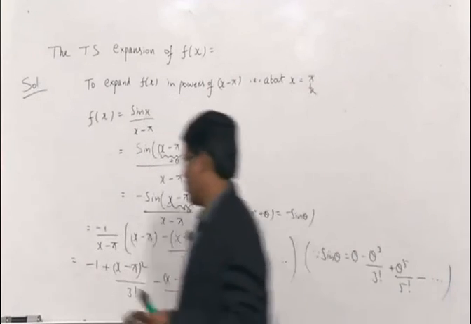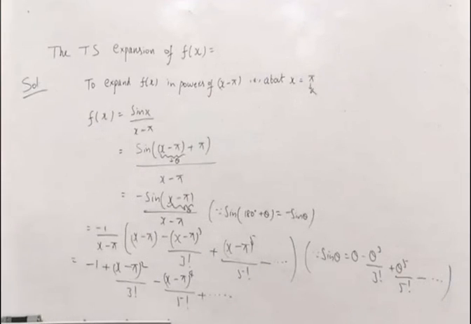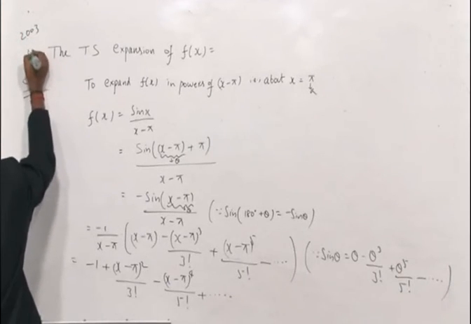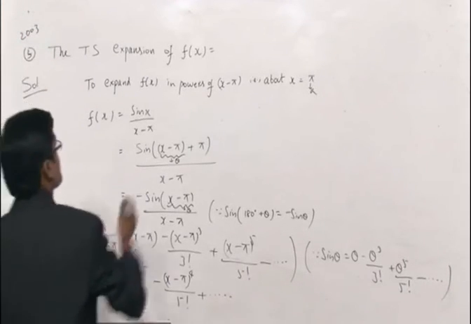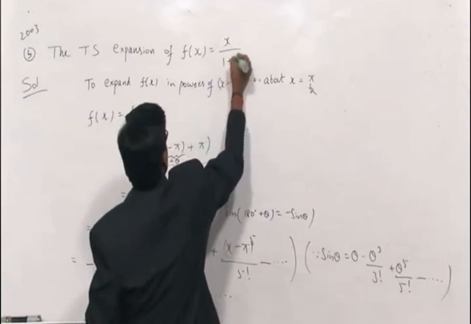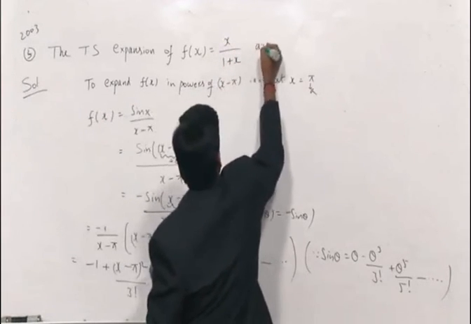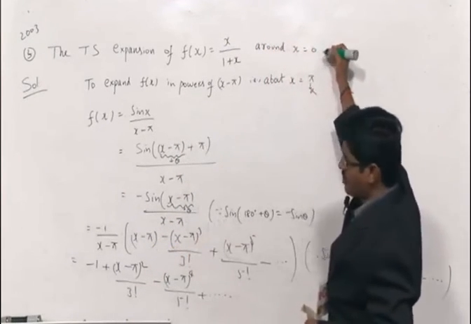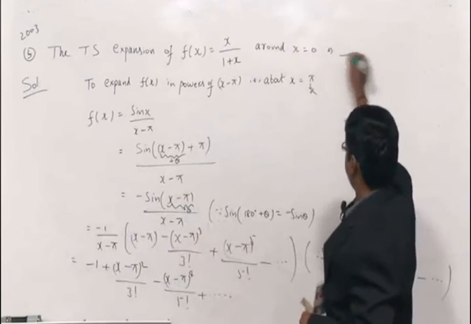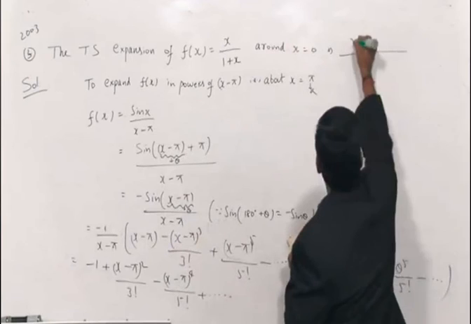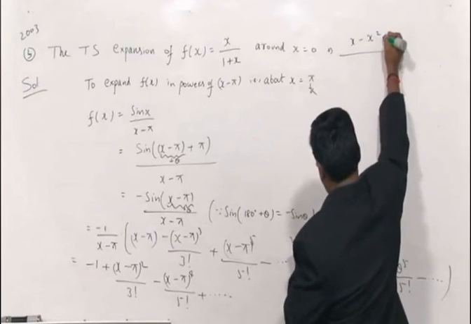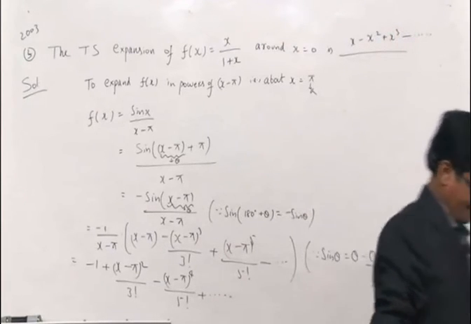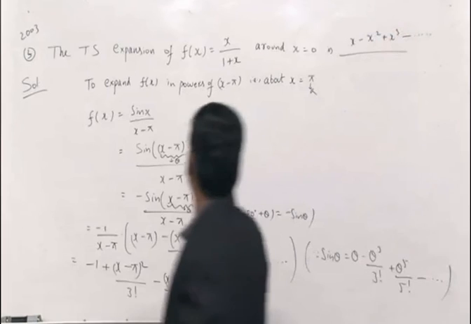So based on these two methods, I am giving you one more problem to do later at home, which was given in 2003, 2 marks. Third problem: the Taylor series expansion of the function f(x) equal to x divided by 1 plus x around x equal to 0. Apply either the method of calculating derivatives one by one, that is the first problem, or this method, and check whether the answer I am giving is correct or not: x minus x square plus x cube minus so on. Later you check the third problem answer.